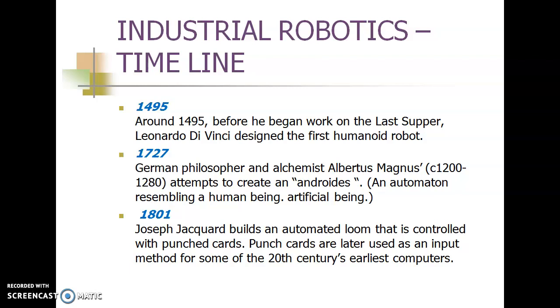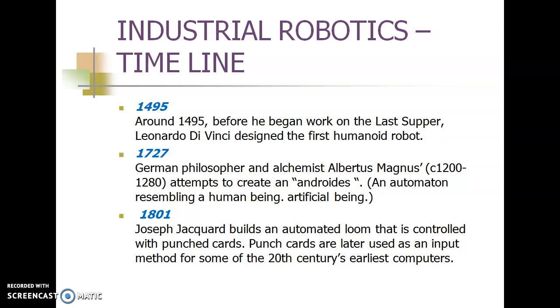Next, what we are going to see is how the evolution of robotics happened from the beginning. We are going to consider from the 14th century. In around 1495, we know very well, a very famous artist, scientist, we can call him by any name, Leonardo da Vinci. He designed the first humanoid robot. He is a very popular artist. We know the very famous work of him, The Last Supper. So Leonardo da Vinci designed the first humanoid or android robot.